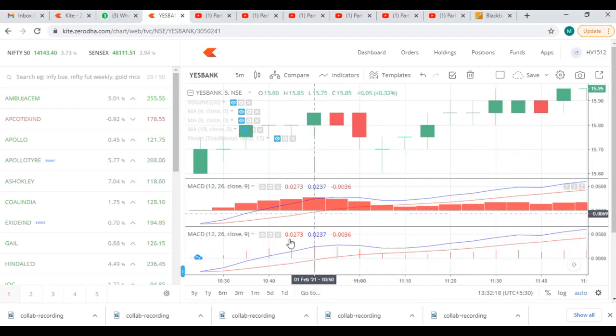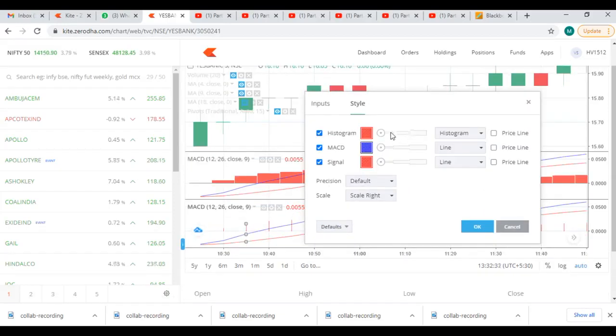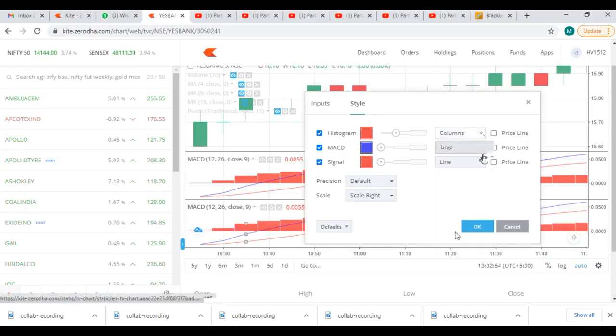So you can change the settings from here. We have 3 options here: hide and show, format and delete. If you want to delete it, you can delete it from here, and if you want to change the settings, you can format it from here. Just click on the button. We have Inputs, and we have Style as well. If you want your chart to appear differently, you can change the settings from here. You can increase the thickness of the line from this tab, or if you want to change from histogram to columns, you can turn it into columns, or you can change it into area. So it depends upon you how you want your chart to appear on your screen. Then you just need to click OK and your changes will be done.